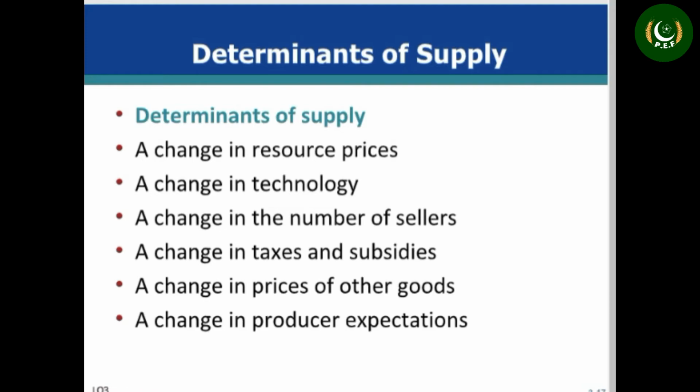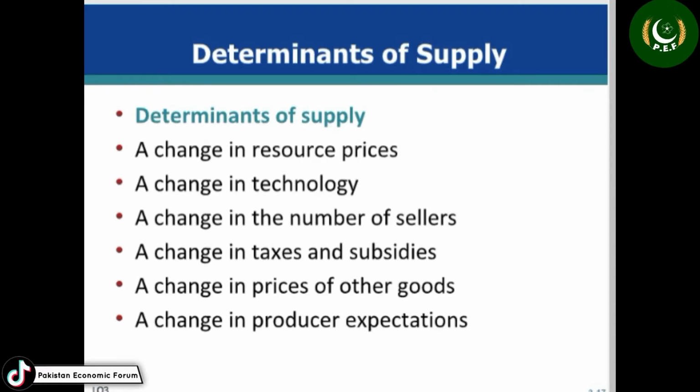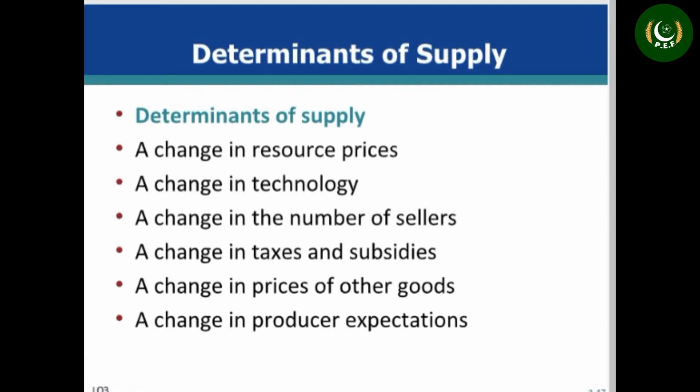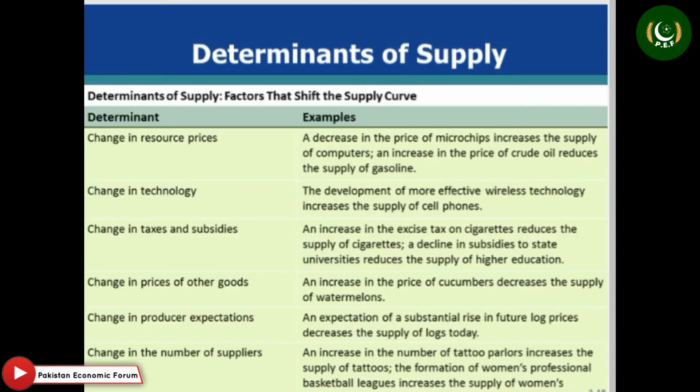If producers expect that the price of the product they are producing will be higher in the future, they cut back on current supply, and supply will decrease. If producers expect the price of the product they are producing will be lower in the future, they increase current supply to take advantage of the currently higher price. A change in one or more of these determinants will change supply and shift the curve.